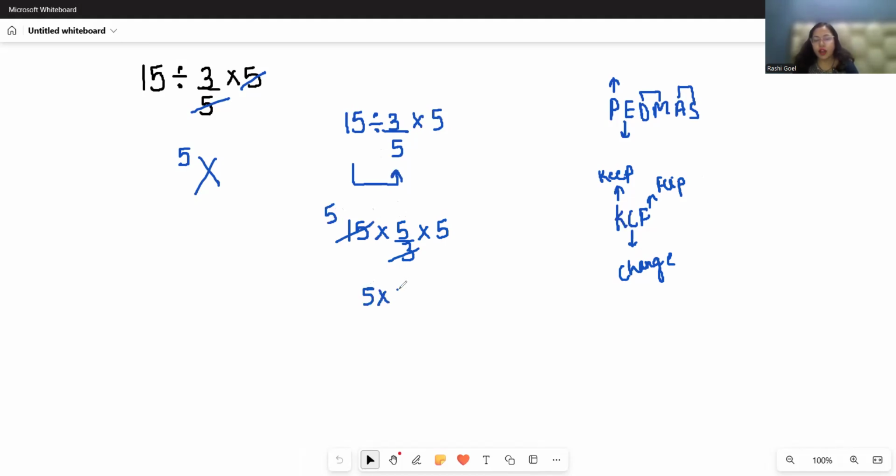So what is left? 5 times 5 times 5. 5 times 5 is 25 times 5, 125. So what is the correct answer? 125, not 5. I hope each and every step is clear and you learn something new.